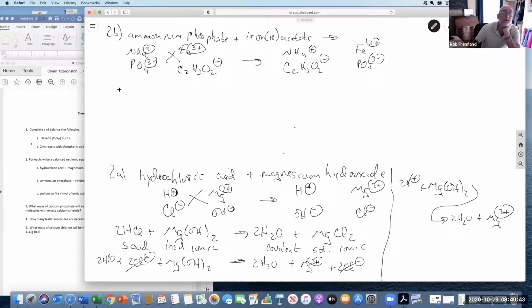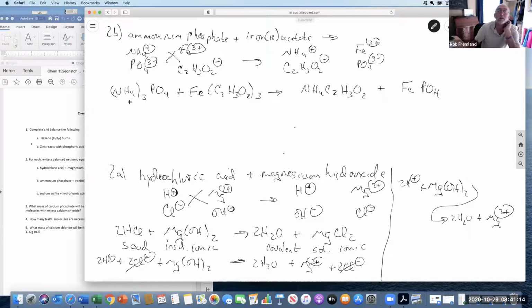All right, so then to put these together, this will be (NH4)3PO4, Fe 3 plus, so C2H3O2 3 times, NH4C2H3O2, and FePO4. So there's your equation, and then to balance it, we're going to need a 3 right here.